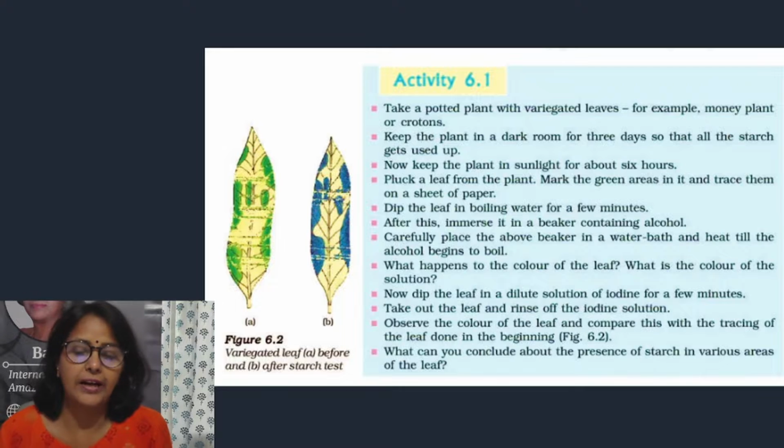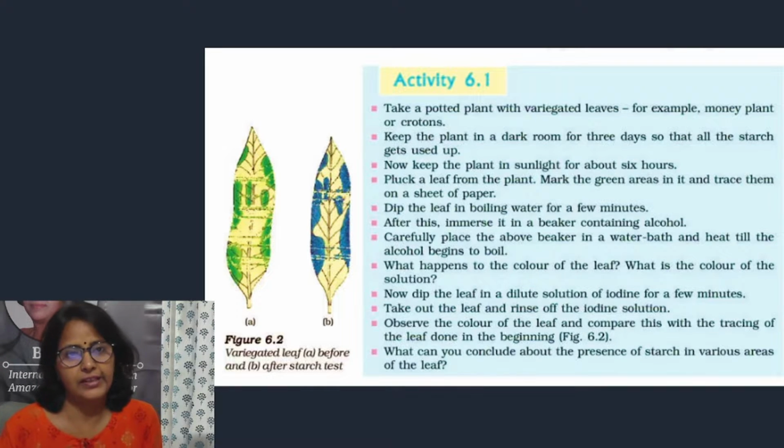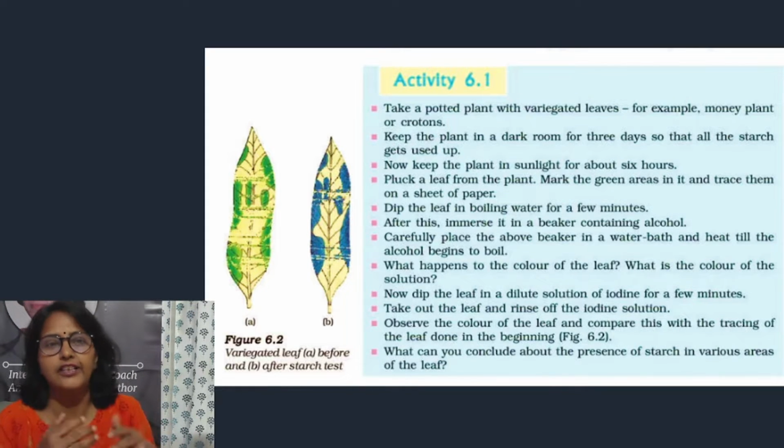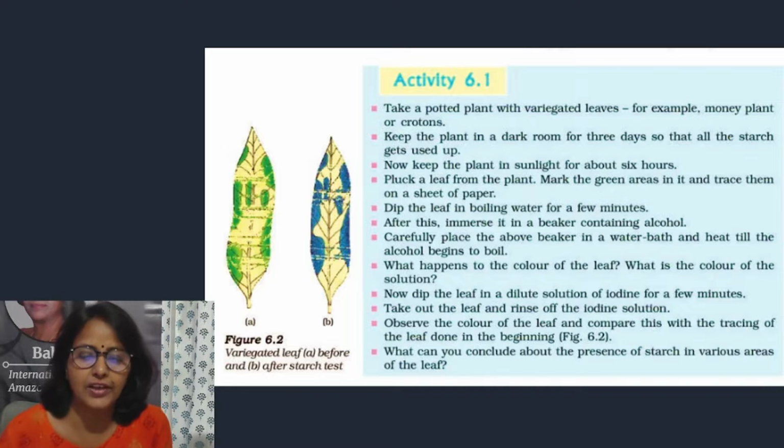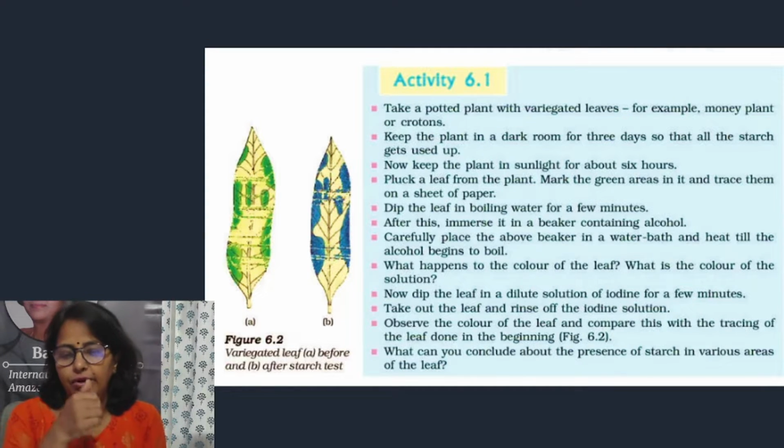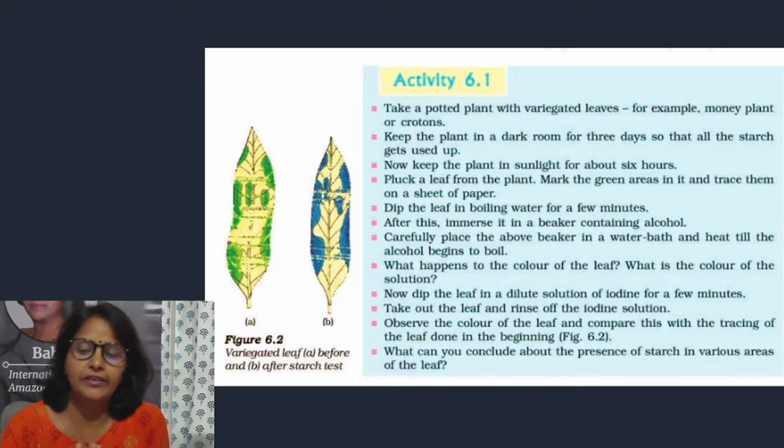Now keep the plant again in sunlight for about 6 hours. Why do we do this? So that the plant starts photosynthesizing again, and it starts preparing its glucose, and that glucose is again converted into starch. So this is the duration of 6 hours. Now what do we do? We take a leaf from the plant and then mark the green areas with the help of a tracing paper.